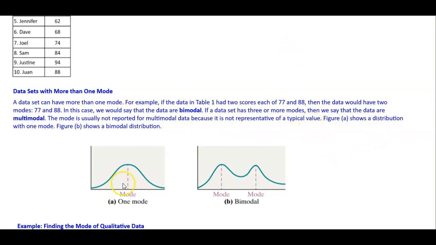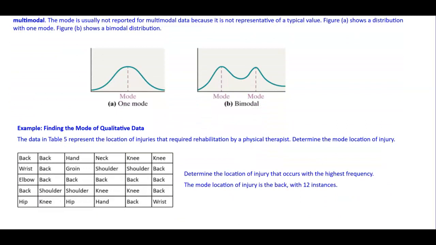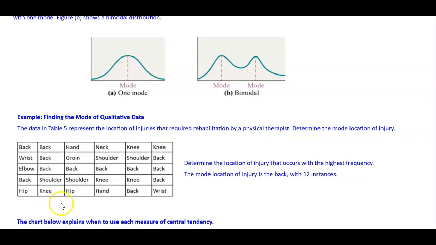If you take a look at Figure A, this shows a distribution with one mode. And then Figure B shows a bimodal distribution. Example, finding the mode of qualitative data. The data in Table 5 represent the location of injuries that required rehabilitation by a physical therapist. And we're going to determine the mode of the location of each injury.